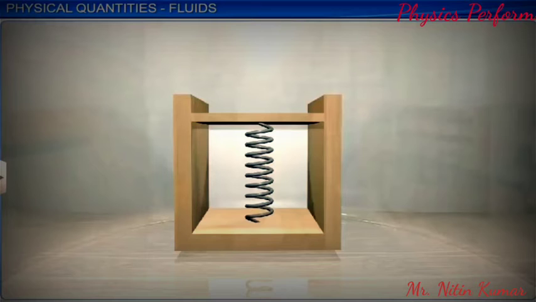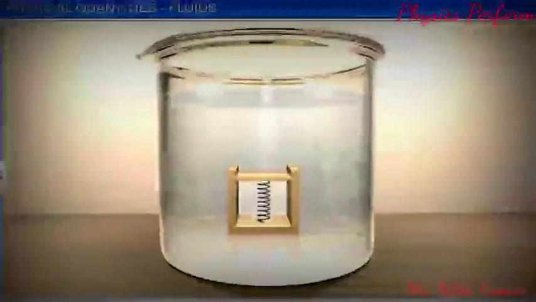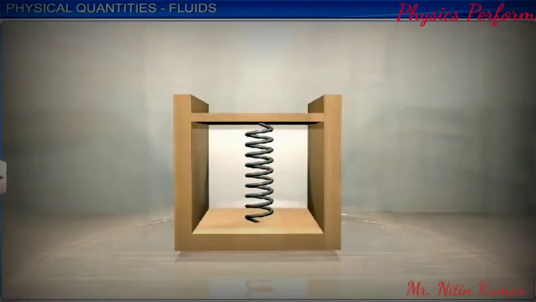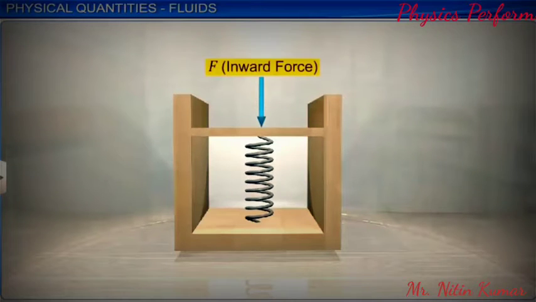It consists of an evacuated chamber with a spring that is calibrated to measure the force acting on the piston. The inward force exerted by the fluid on the piston is balanced by the outward force due to the compression of the spring, which is measured by this device when placed inside the fluid.